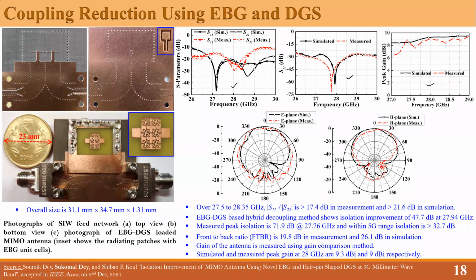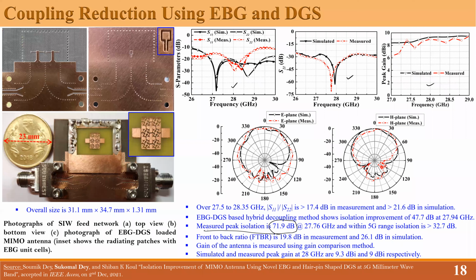If you are planning to commercialize the product, you have to see it in terms of 5G bandwidth, the 5G range bandwidth centered at 28 gigahertz. Over that bandwidth, the isolation is very good, 32.7 dB. Talking about the measured result, not the simulation. Also, the front to back ratio, FTBR, of these patterns is good: 19.8 dB measured and 27.1 dB in the simulations.